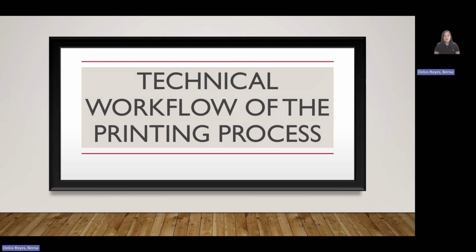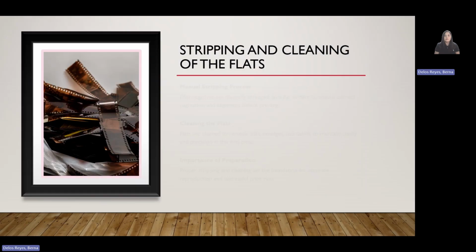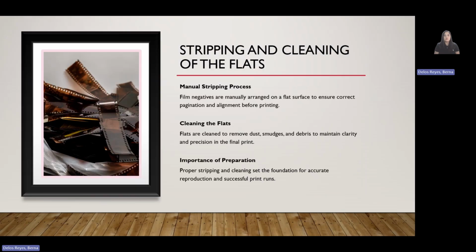The technical workflow of the printing process is stripping and cleaning of the flats, blueprinting, insertion of corrections, plating and printing, collating, and binding. Stripping involves the manual arrangement of film negatives on a flat surface to ensure correct pagination and alignment before printing. This step 9 is crucial for multi-page documents like manuals or newsletters.